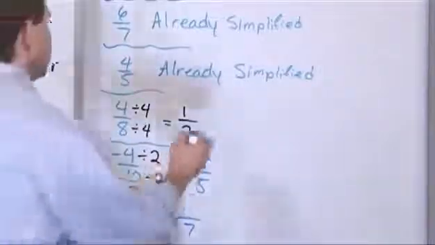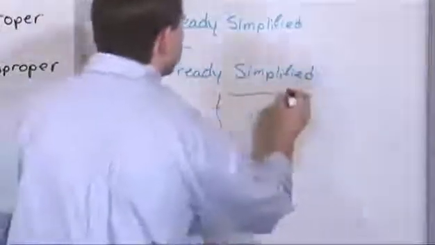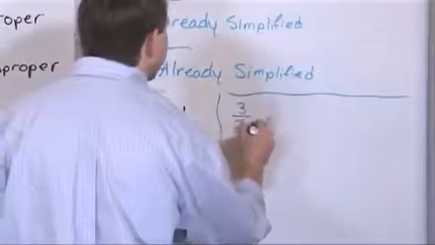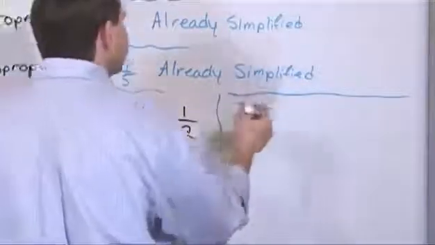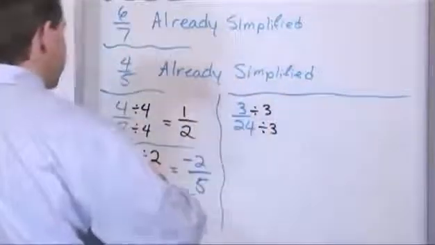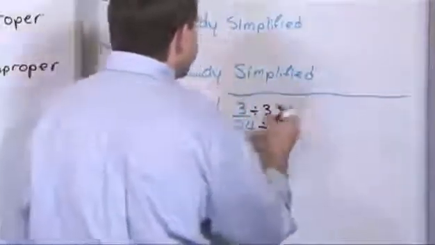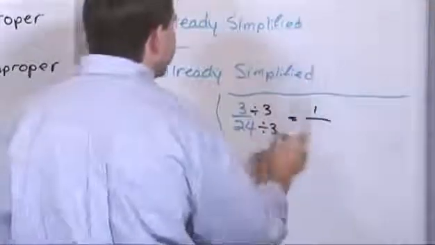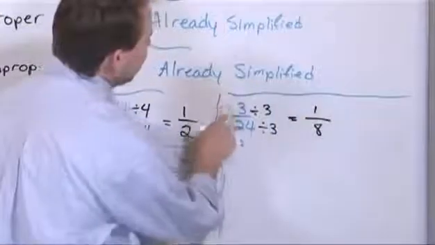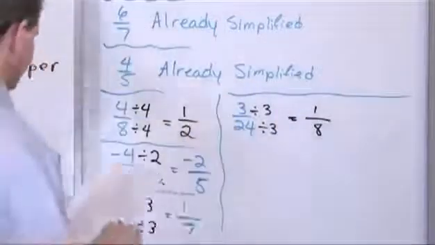What about, let's go over here, what about 3/24? Can I divide the top and the bottom by something? Well, I can divide this by 3 and this by 3, and they all go evenly. And so the answer I'll get, 3 divided by 3 is 1. 24 divided by 3 is 8, so 1/8. So 1/8 of a pizza is the same as 3 out of 24 pieces of a pizza.